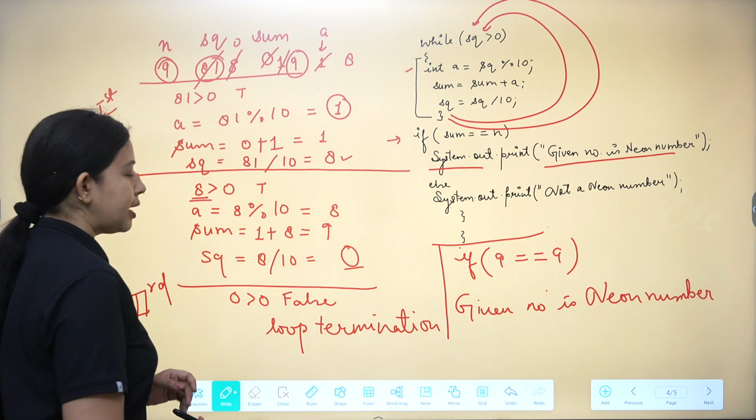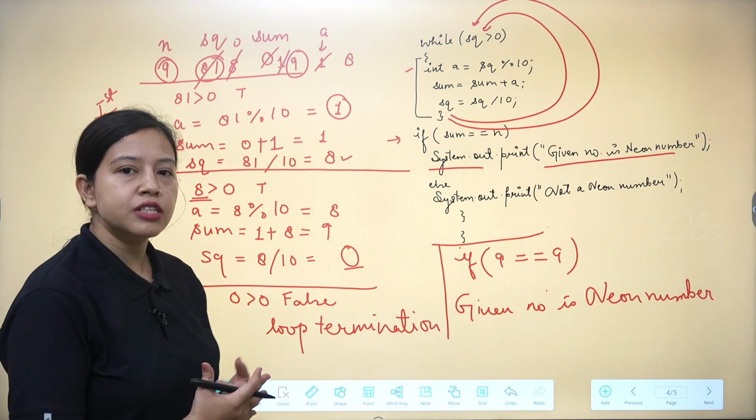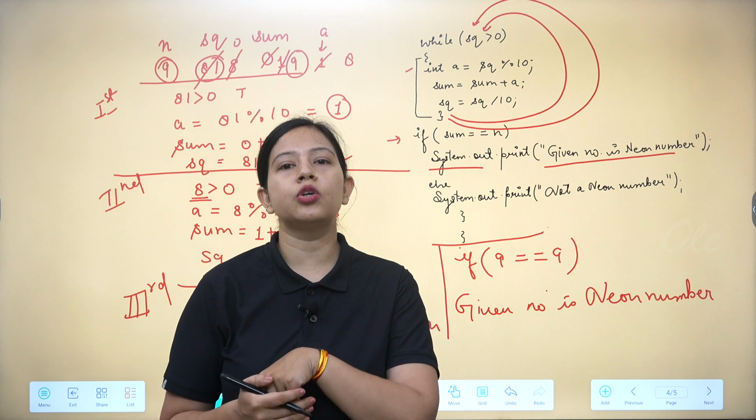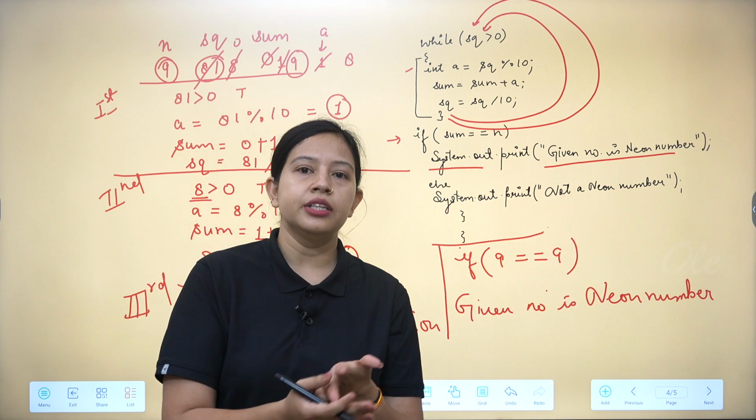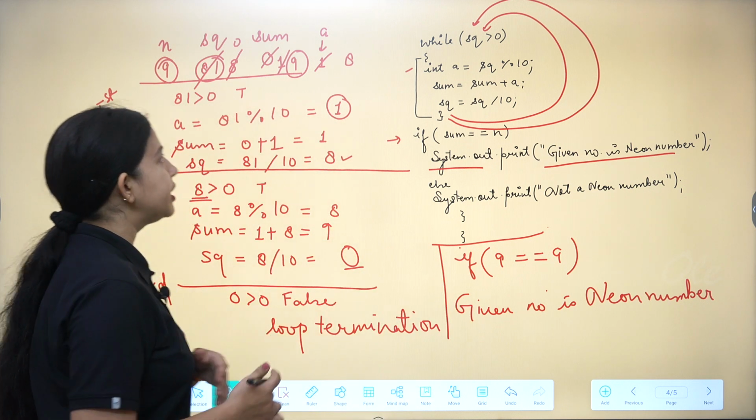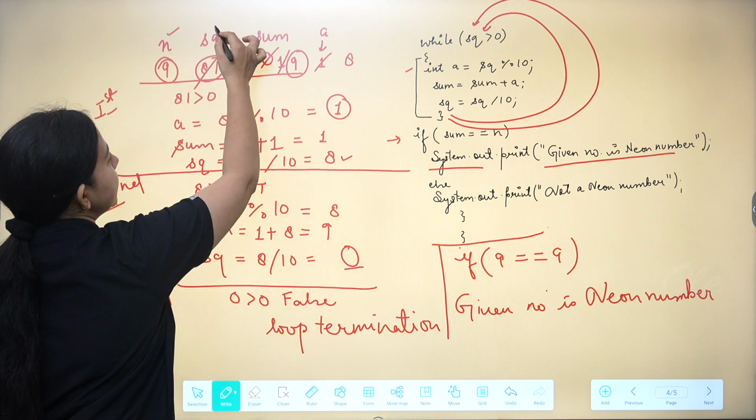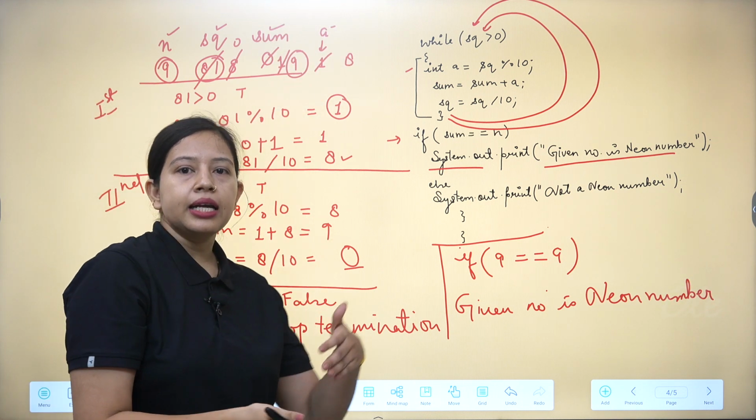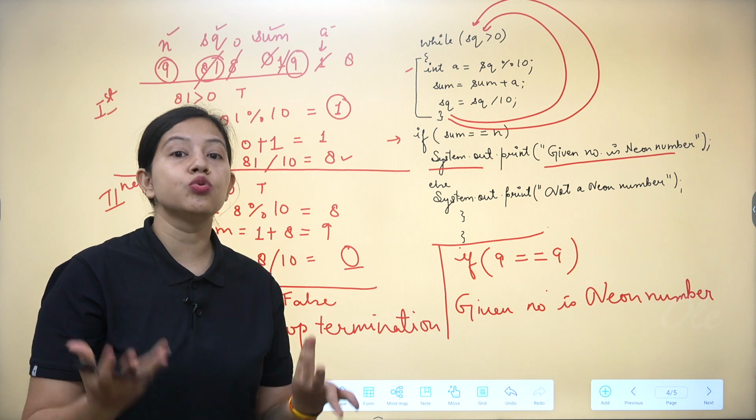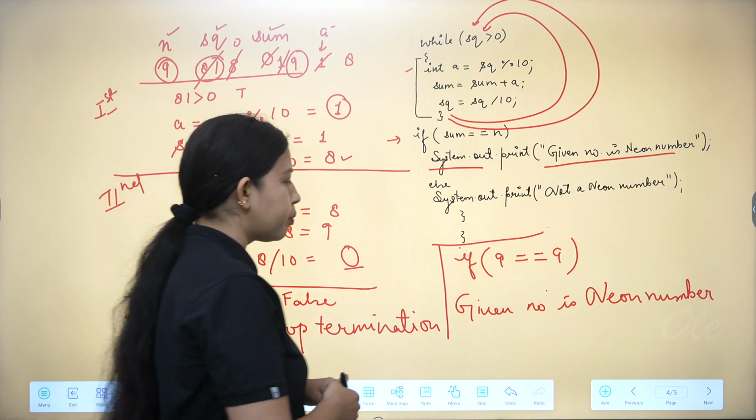Alright, you can design the VDT as well for this program. I have already told you how to design the VDT: variable, data type and description. You can simply see how many variables we have used. We have taken SQ, sum and a, declared their data types and written down the purpose of why we are using these variables. So this is the important one.